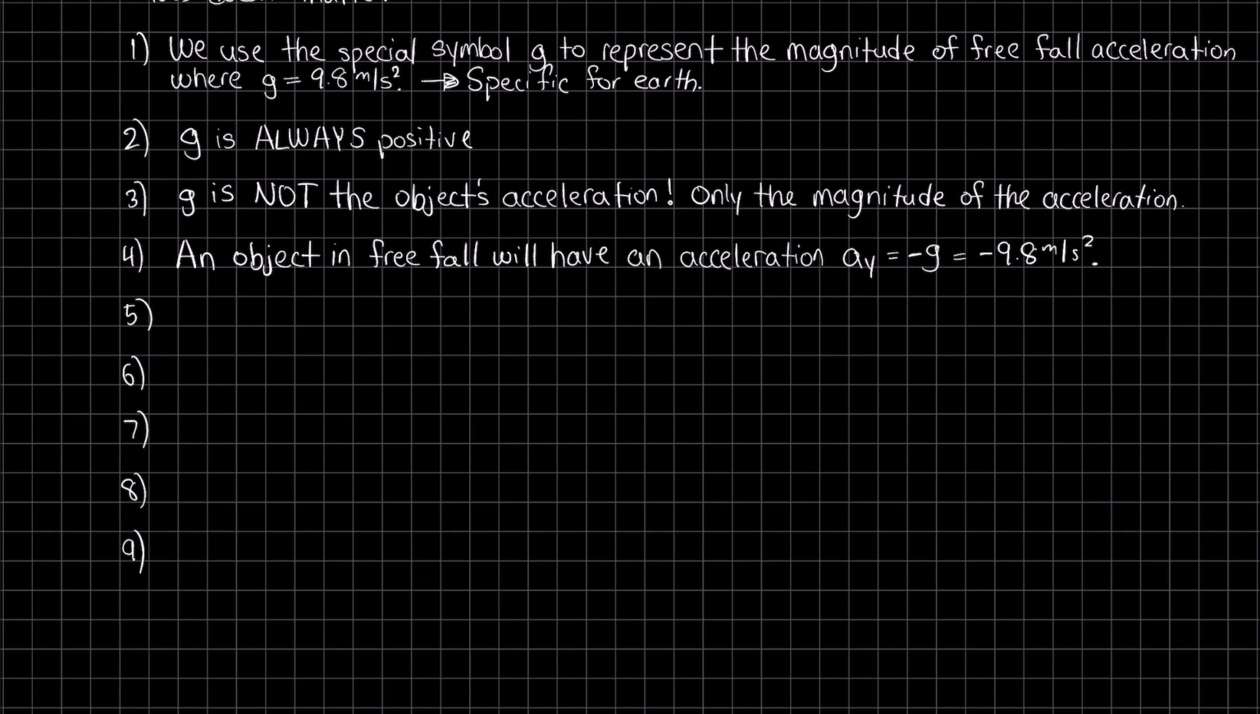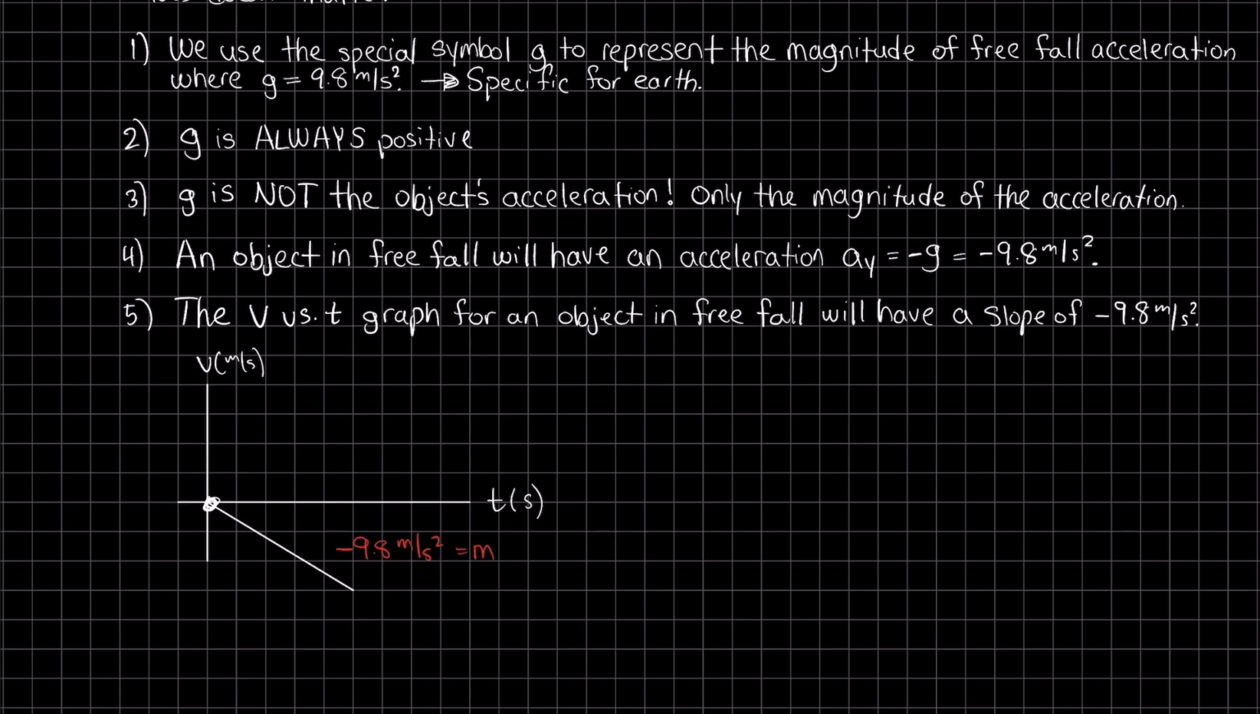Point number 4 is that an object in free fall will have an acceleration a_y equal to negative g. But because g is equal to 9.8, as we said up here, then we can write that the acceleration is negative 9.8 meters per second squared. Now this is how we would define an object's acceleration if it were undergoing free fall. We define the acceleration to be negative when an object is in free fall because we typically consider down to be the negative direction. So therefore we get negative 9.8 meters per second squared.